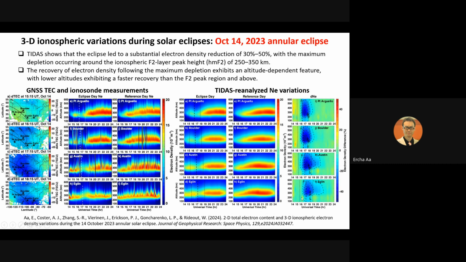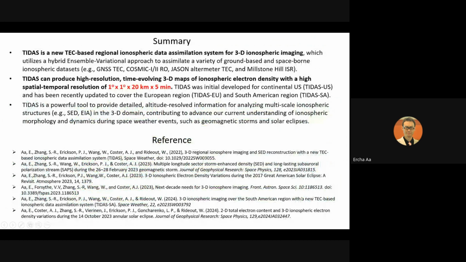Okay, so this is my last slide, a summary. TIDAS is a new regional data simulation system for 3D ionosphere imaging, and TIDAS can provide high-resolution, time-evolving 3D maps, with resolution as high as 1 degree by 1 degree, 20 kilometers, and 5 minutes. TIDAS has 3 versions, over the US, Europe, and South America.